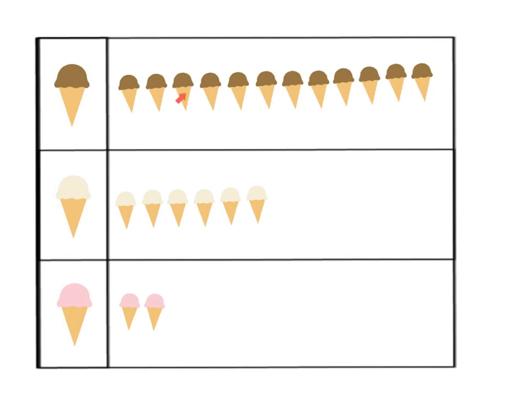1, 2, 3, 4, 5, 6, 7, 8, 9, 10, 11, 12. So we had a total of 12 votes for chocolate. Let's see how many we had for vanilla. 1, 2, 3, 4, 5, 6. So we had 6 votes for vanilla. And how many votes for strawberry? 2. Okay, so now what's missing from my graph?